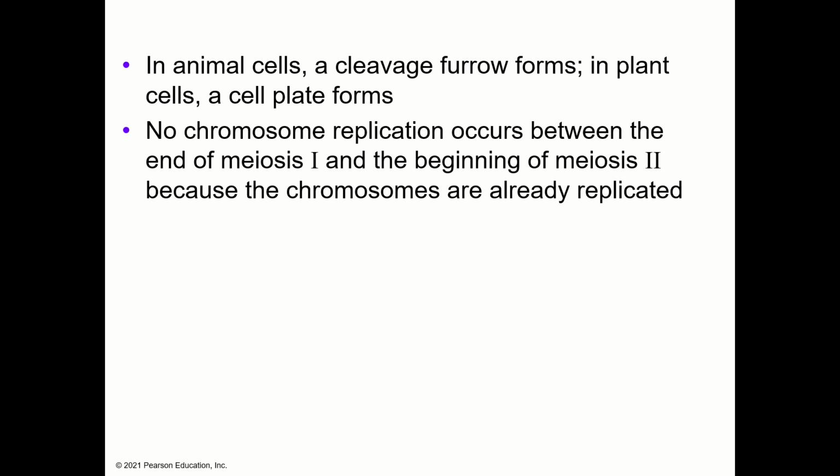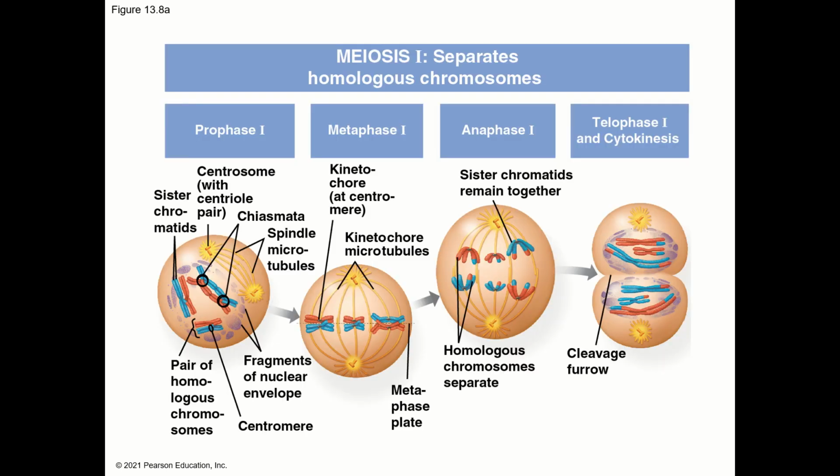No chromosome replication occurs between the end of Meiosis I and the beginning of Meiosis II, because the chromosomes are already replicated. So what we have here is the entire sequence of Meiosis I, which separates homologous chromosomes. And you can pause the video if you want to look at this further in detail.